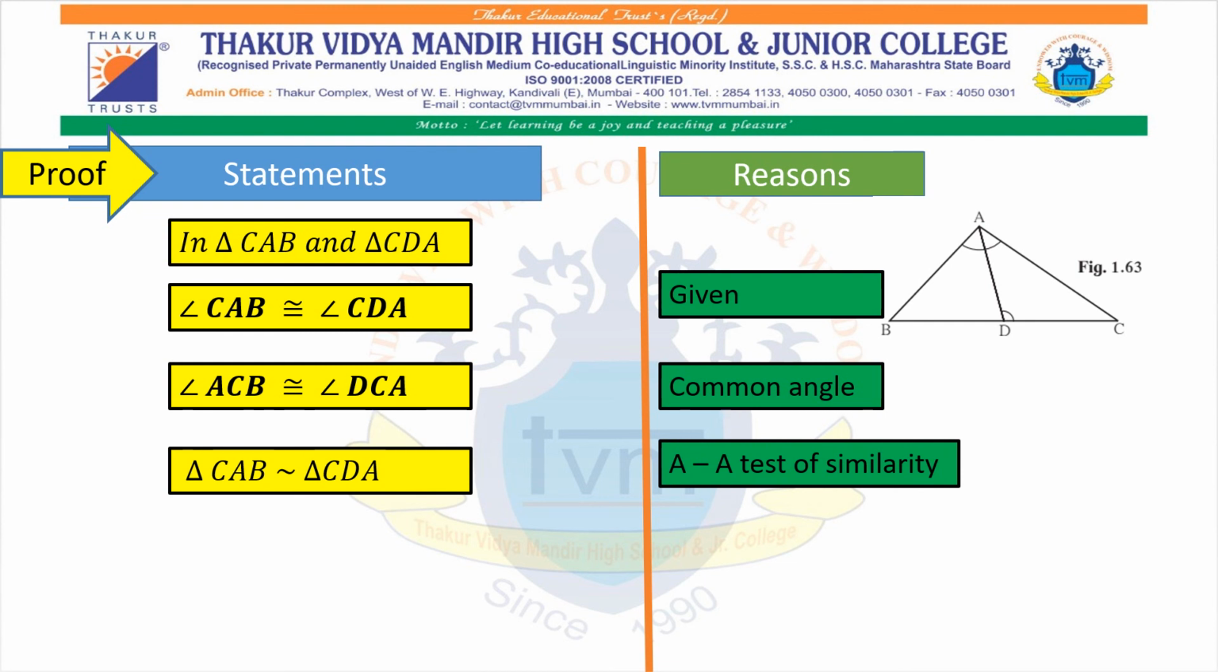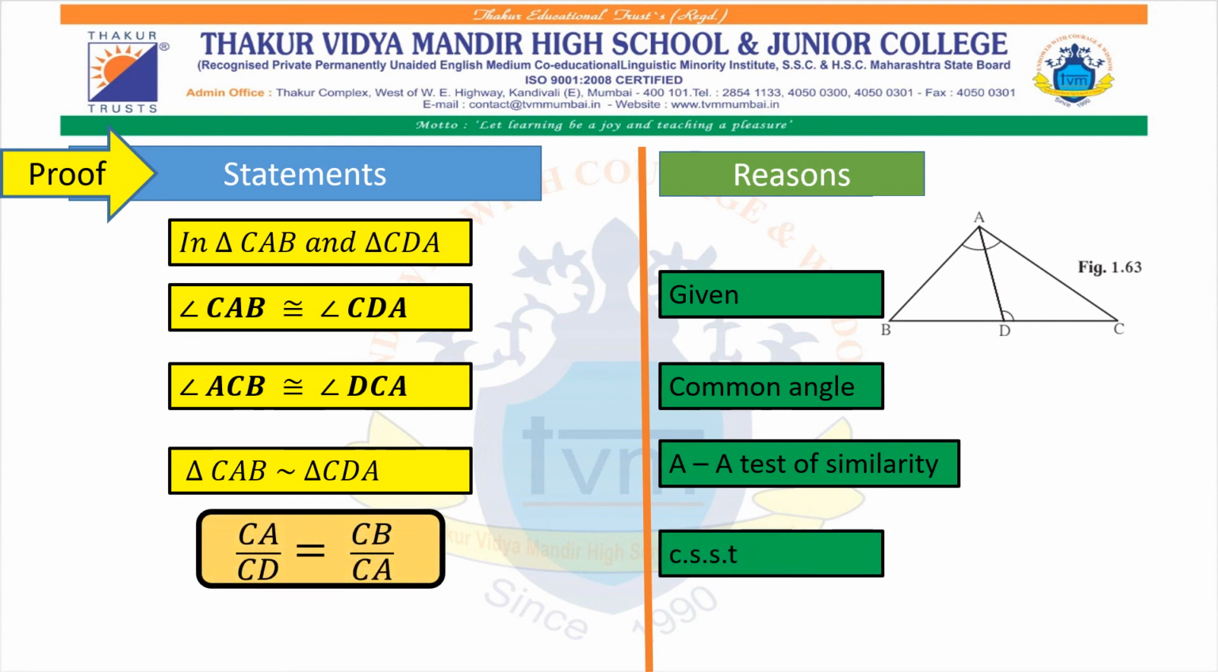If triangles are similar, sides are in proportion. CSST, corresponding sides of similar triangles. This will give me CA square equals CD into CB. This is how we are going to prove this sum.